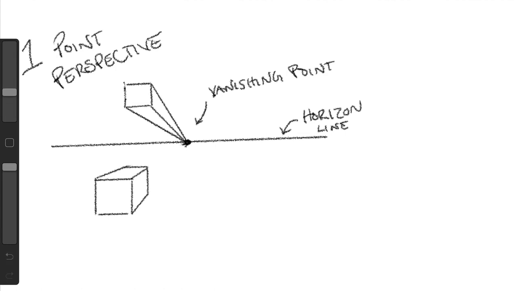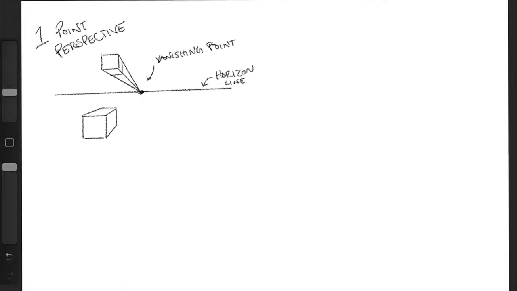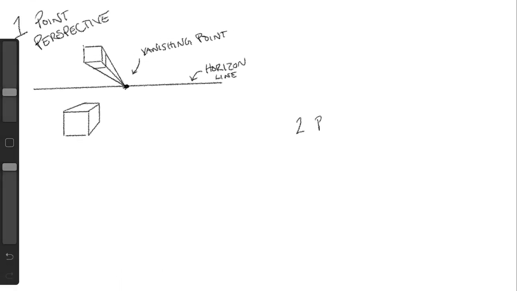So now you can watch me doing the same process over again. This time my square is above the horizon line, and either way, above or below, you'll just use the same process. So next we're going to take a look at the creation of a 2-point perspective drawing.